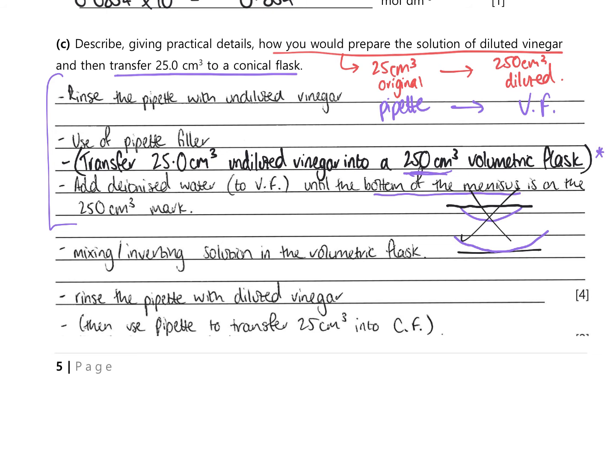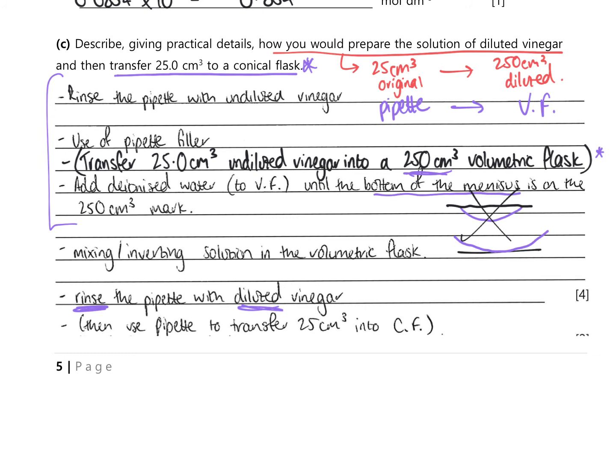Then it talks about mixing or inverting the solution, the volumetric flask. Talk about putting your stopper in first, otherwise your solution's going to go all over the place. Then what we want to do is talk about the second part, transferring 25 centimetres cubed of the solution to a conical flask. Again, you're using a pipette, so you need to rinse the pipette with the diluted vinegar this time. Some people just say rinse the pipette with vinegar, but you need to specify, is that the undiluted or is that the diluted? But of course, we're using the diluted vinegar in our titration, and so therefore we rinse it with the diluted vinegar and then use the pipette to transfer 25 or 25.0 centimetres cubed into the conical flask.